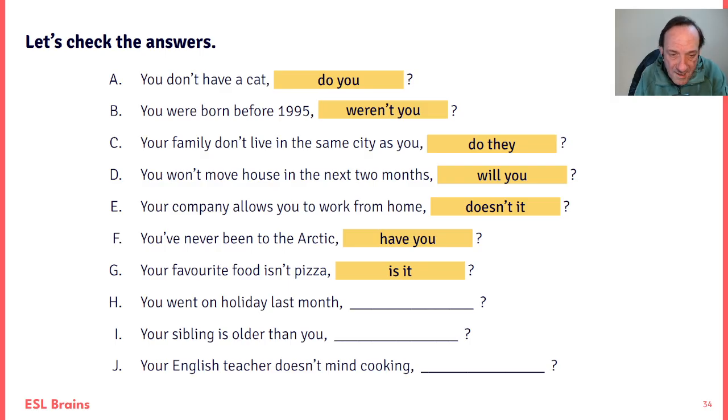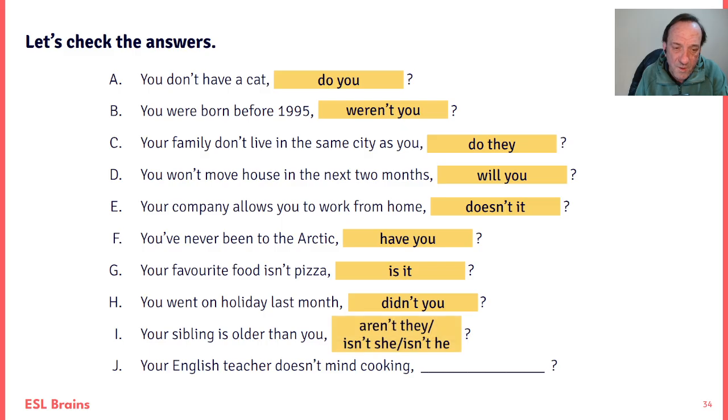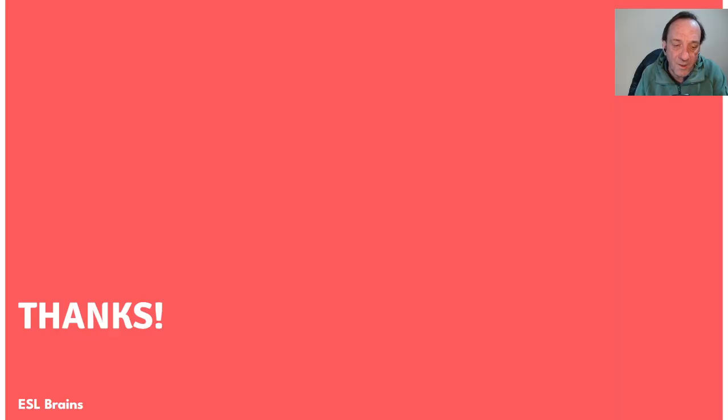We went on holiday last month. You went on holiday last month, didn't you? No auxiliary there. Your sibling is your brother or sister. Now I have two sisters. Your sibling is older than you, aren't they? Your siblings are older than you would be the correct sentence for me. And your English teacher doesn't mind cooking, does he? All right, there we go. That's it.